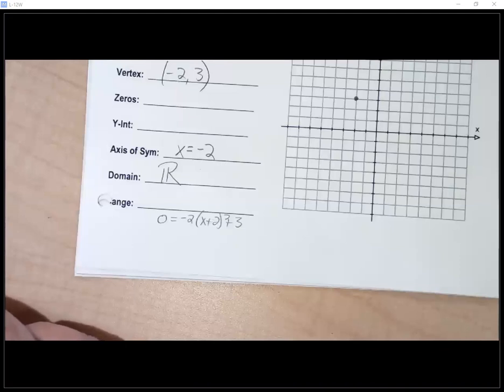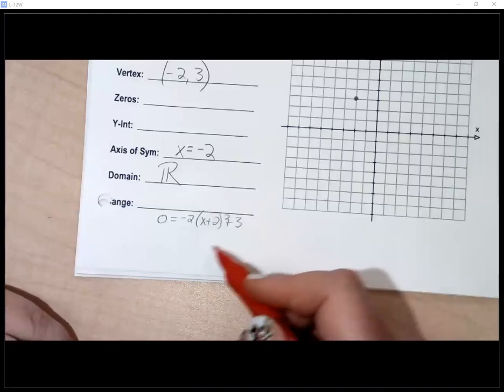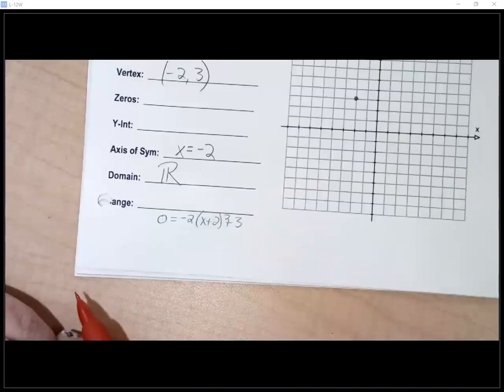Anybody have a thought? So you could. You want to turn it into standard form? You can. That is one option, and it's a viable option, right? You could totally do that. Or go ahead. You could substitute y for the x plus 2.